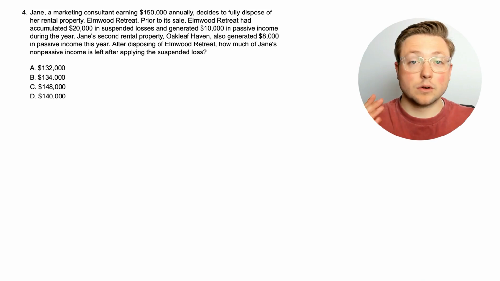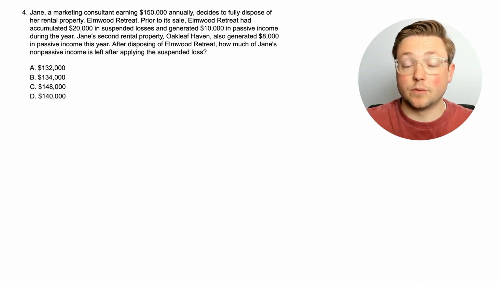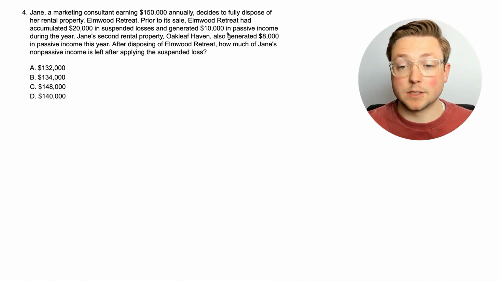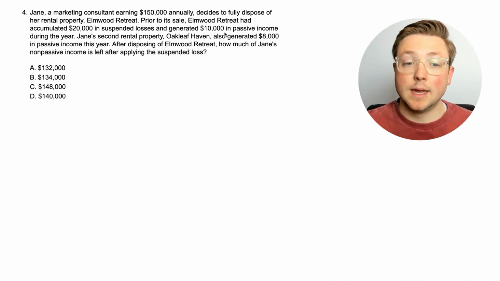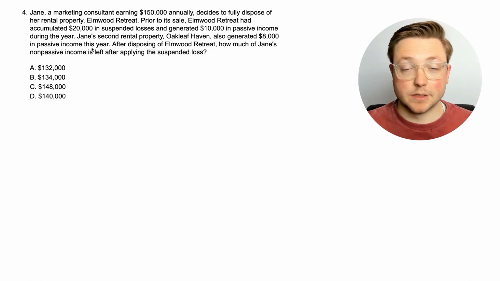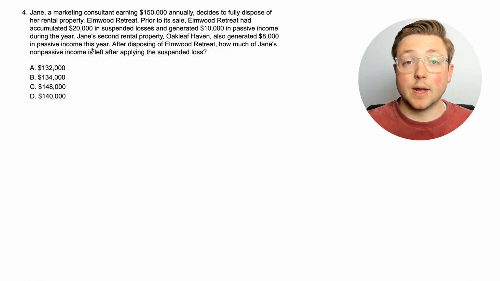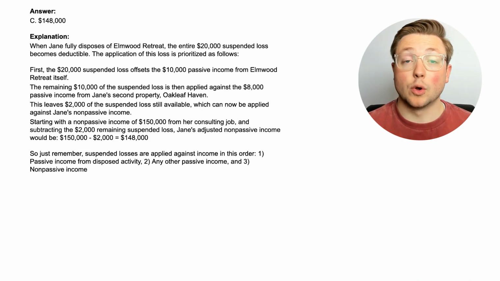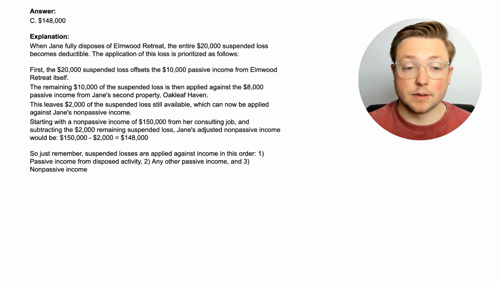Okay, so we've learned that suspended losses for disposed properties can be used, but how does that work when the property that's disposed of also had passive income? And also, how does it work when there's other passive income in the year? So go ahead, pause the video, see if you can think your way through this and do the calculation. And when you're ready, come back, we'll look at the answer. Okay, and the answer is $148,000.